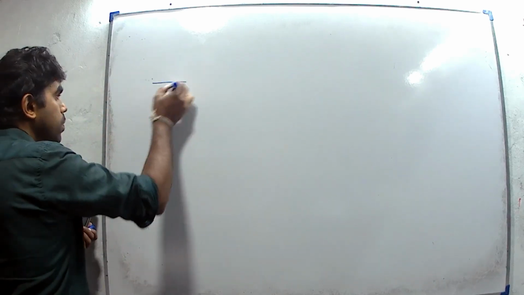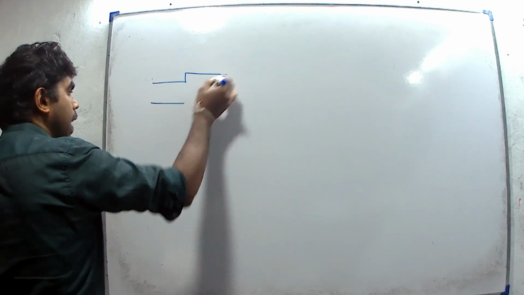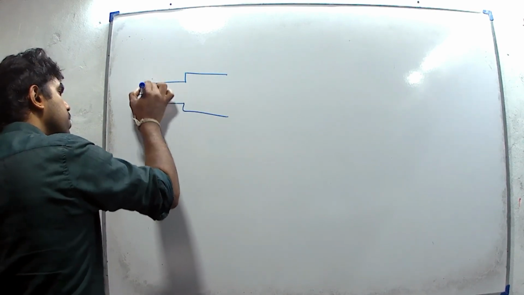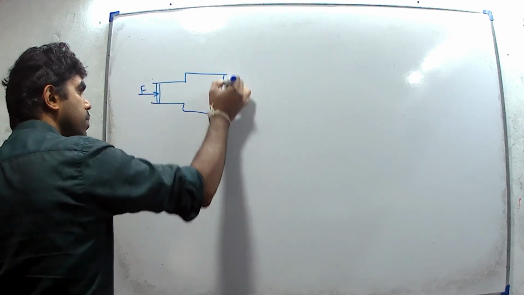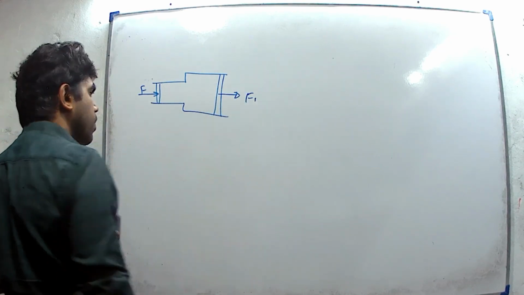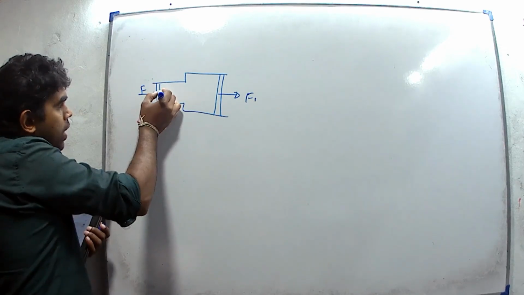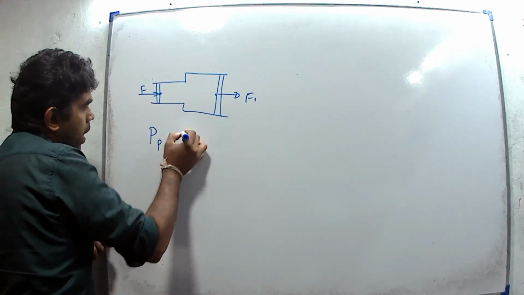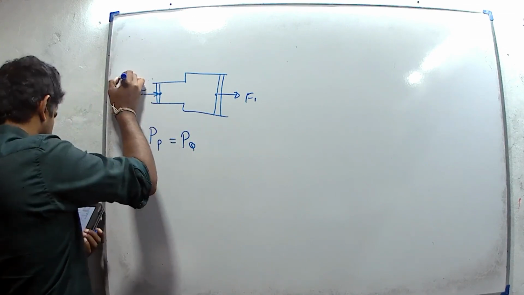Therefore, we can get force F, and the force at this side F1. We can equate the pressure for this point and this point. Pressure at P should be equal to pressure at Q.